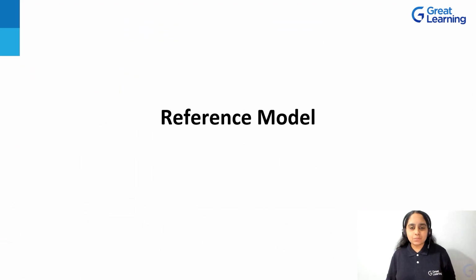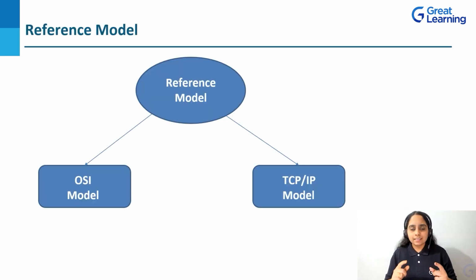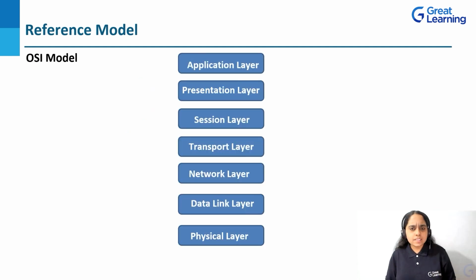Let's now understand what is a reference model. Reference model is nothing but a standard framework that ensures clear communication between networks. We will be discussing about two popular reference models in this course, that is OSI model and TCP/IP model. Let's discuss the OSI model first. OSI model stands for Open Systems Interconnection Model. The OSI model was developed by an international organization for standardization.